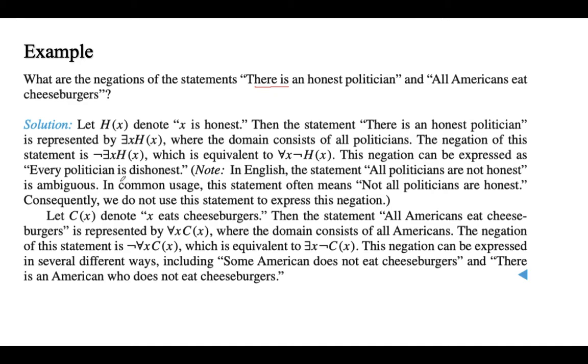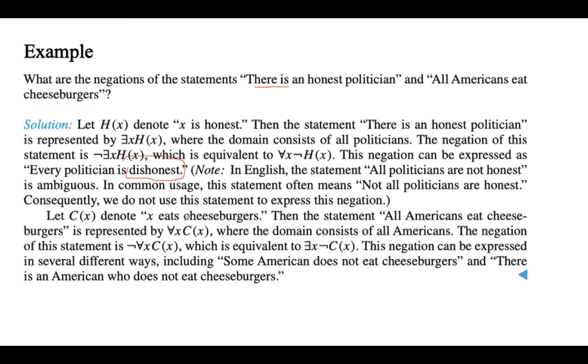So the statement is there is an honest politician, but the negation of this statement is every politician is dishonest. Note that in English the statement all politicians are not honest is ambiguous. In common usage, this statement often means not all politicians are honest. Consequently, we do not use this statement to express this negation. So the word dishonest is better to use.